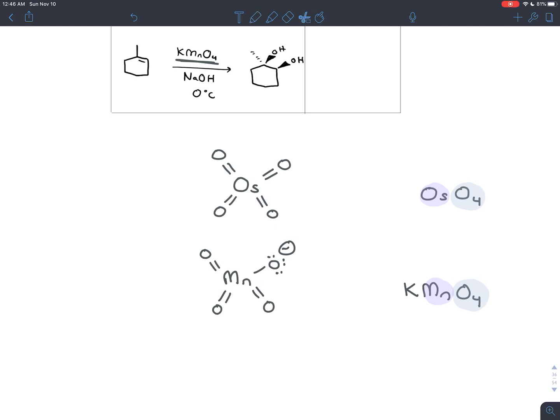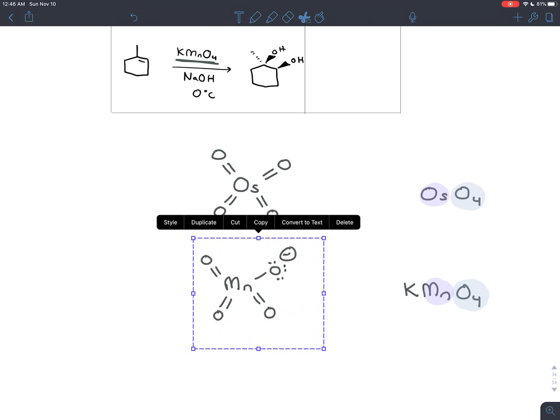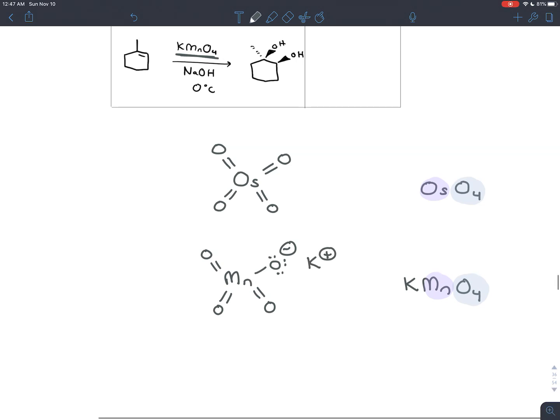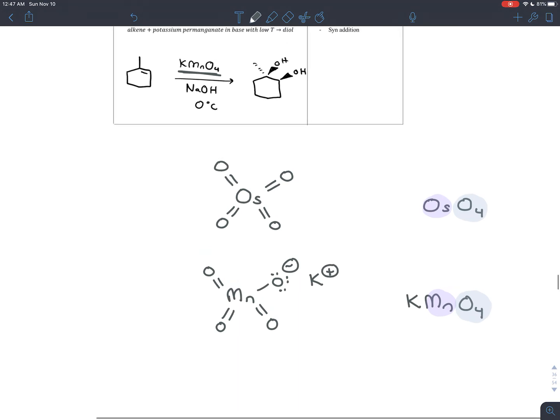So this is the permanganate ion all by itself. You'll see one of the oxygens is single bonded to the manganese and has a negative charge, and that's why you have this potassium there. The potassium is a counter ion to stabilize that one oxygen in permanganate.